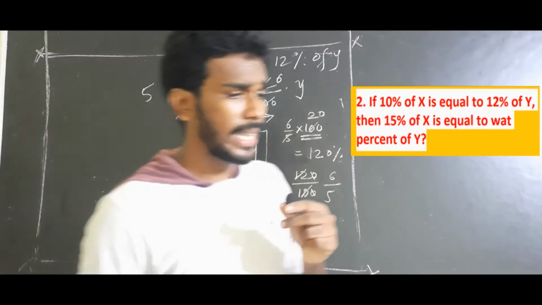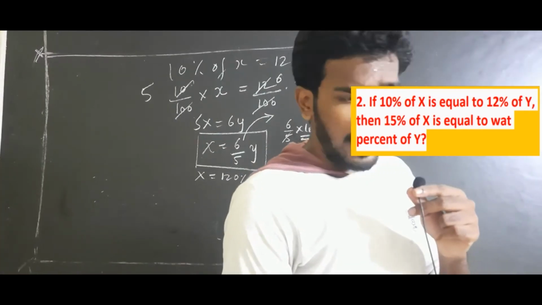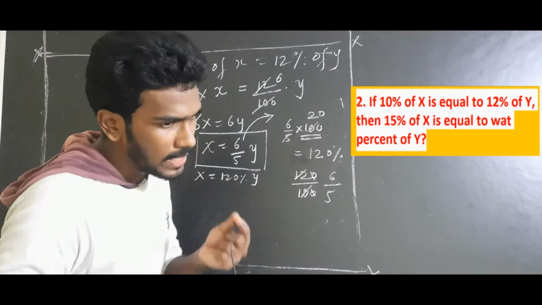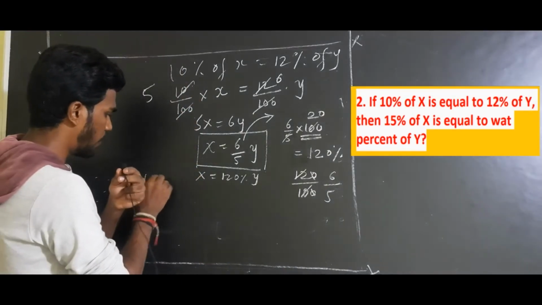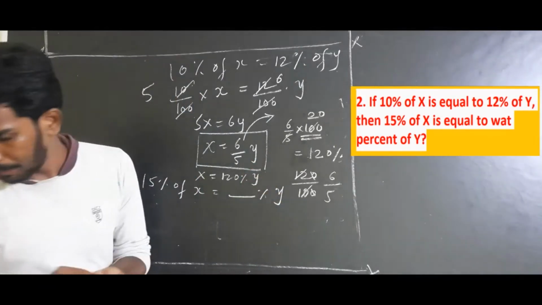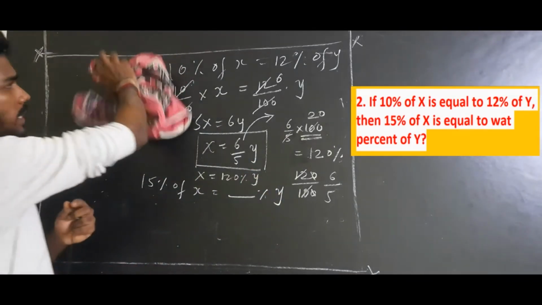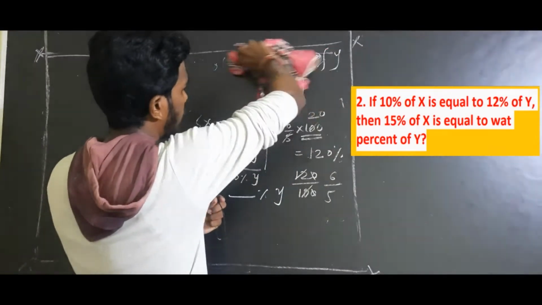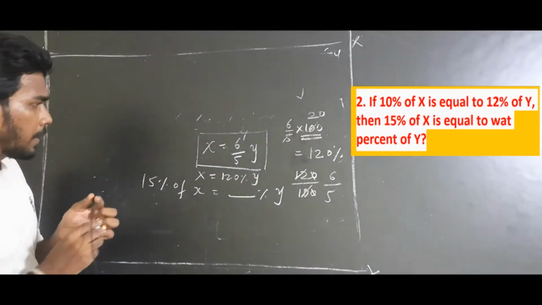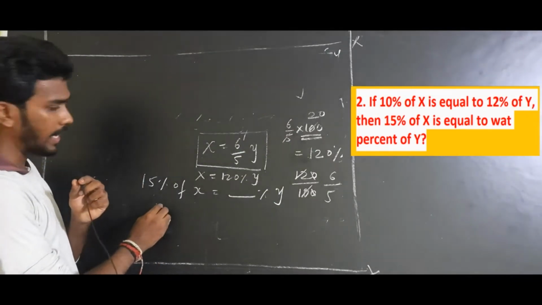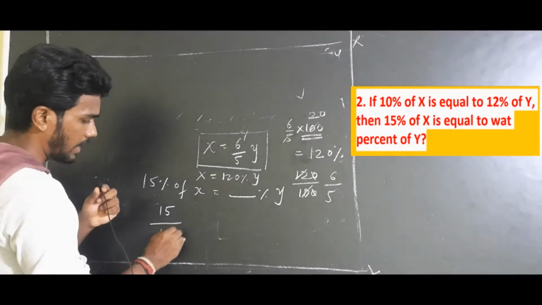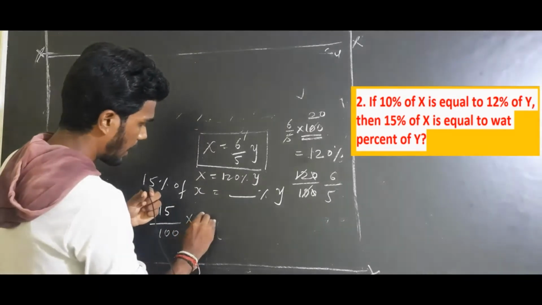That is as per the first data. The second data is: if 10% of x is equal to 12% of y, then 15 percentage of x is equal to what percentage of y? So I know what x is. I am just working out the rest. So 15% of x, I will write as 15 divided by 100 into x.